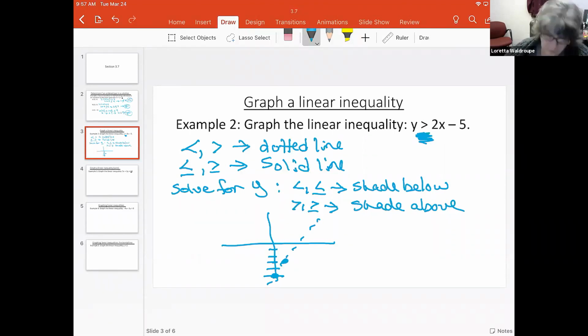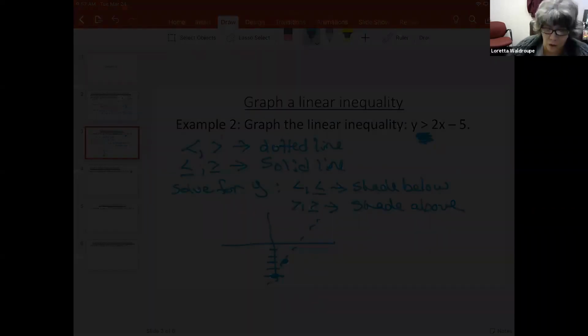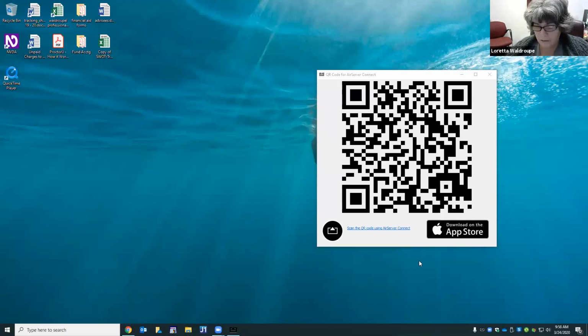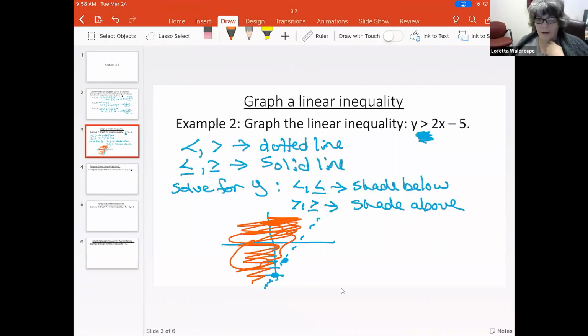Okay? Now it's not shading it up on my screen, but it shaded it here. I wonder why. I just disconnected the air server. It did this to me once yesterday, and I just have to reconnect it. So give me just a second to reconnect it. Okay. And it should come right back up here. And there now you can see where I shaded in orange up above the line.